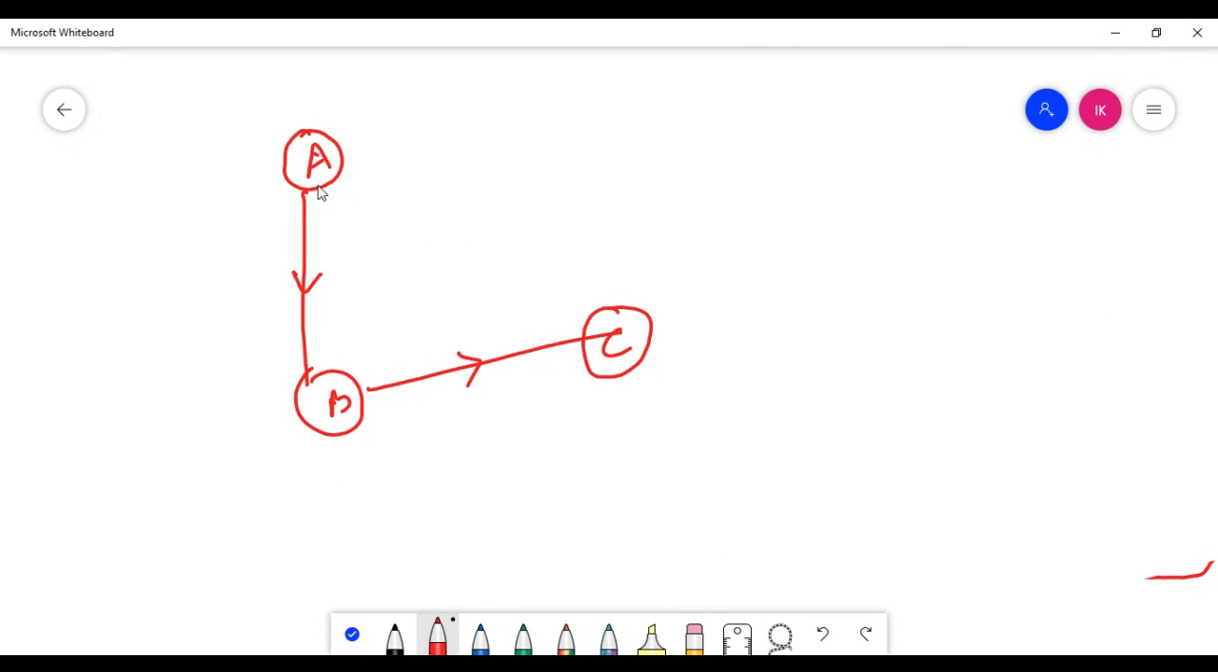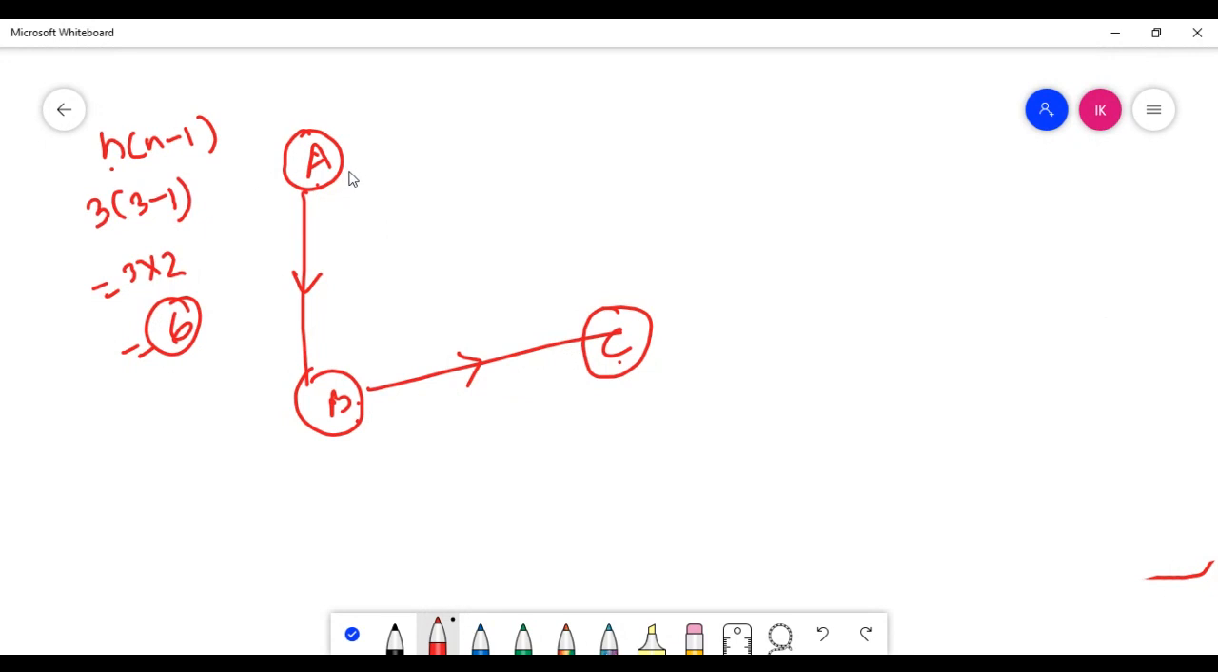And see how many nodes here? 1, 2, 3. So the total number of edges if it is a directed graph is n into n minus 1, where n is the number of nodes. How many nodes? Three. Three into three minus one, that is three into two, which is six. You must make six edges, then this graph will become a complete graph.